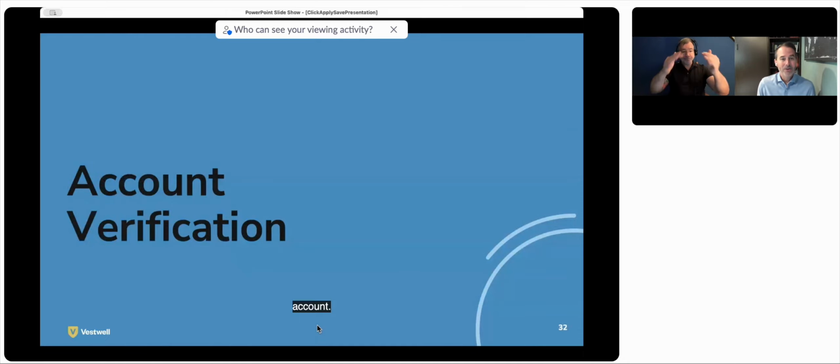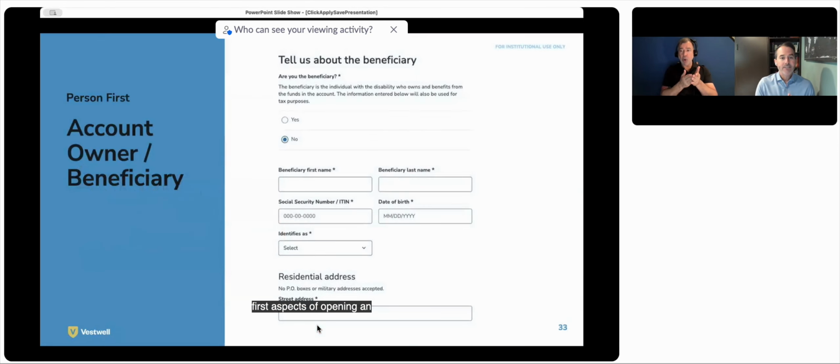Account verification is one of the first aspects of opening an account with Vestwell. We can go to the next slide. Basically, the first thing we're going to do is ask about the account owner, the beneficiary. They're the same thing when it comes to ABLE. The person that the account's opened for is going to own all that money that's placed in there, even if it was money that was gifted into there. They're the account owner and the beneficiary.